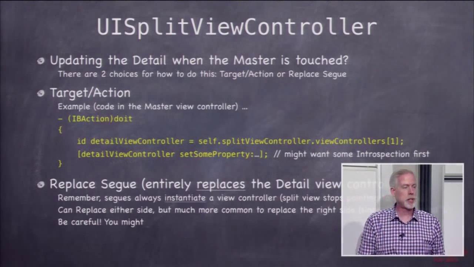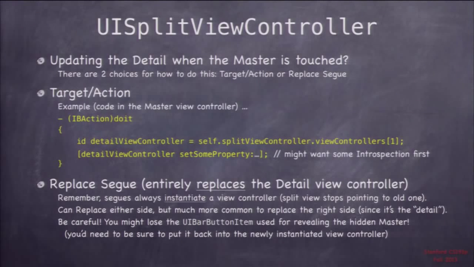The second way is with a segue. It's called the replace segue. This segue replaces the entire detail view, completely replaces it. This one's kind of annoying because of all those delegate methods, because it's going to replace the entire view, including the navigation controller with the little button. So you segue to a new one, and now you've got to somehow get that button out of there and put it back into the new one. It's quite a pain in the neck. So we don't really use the replace segue that much in the split view controller.